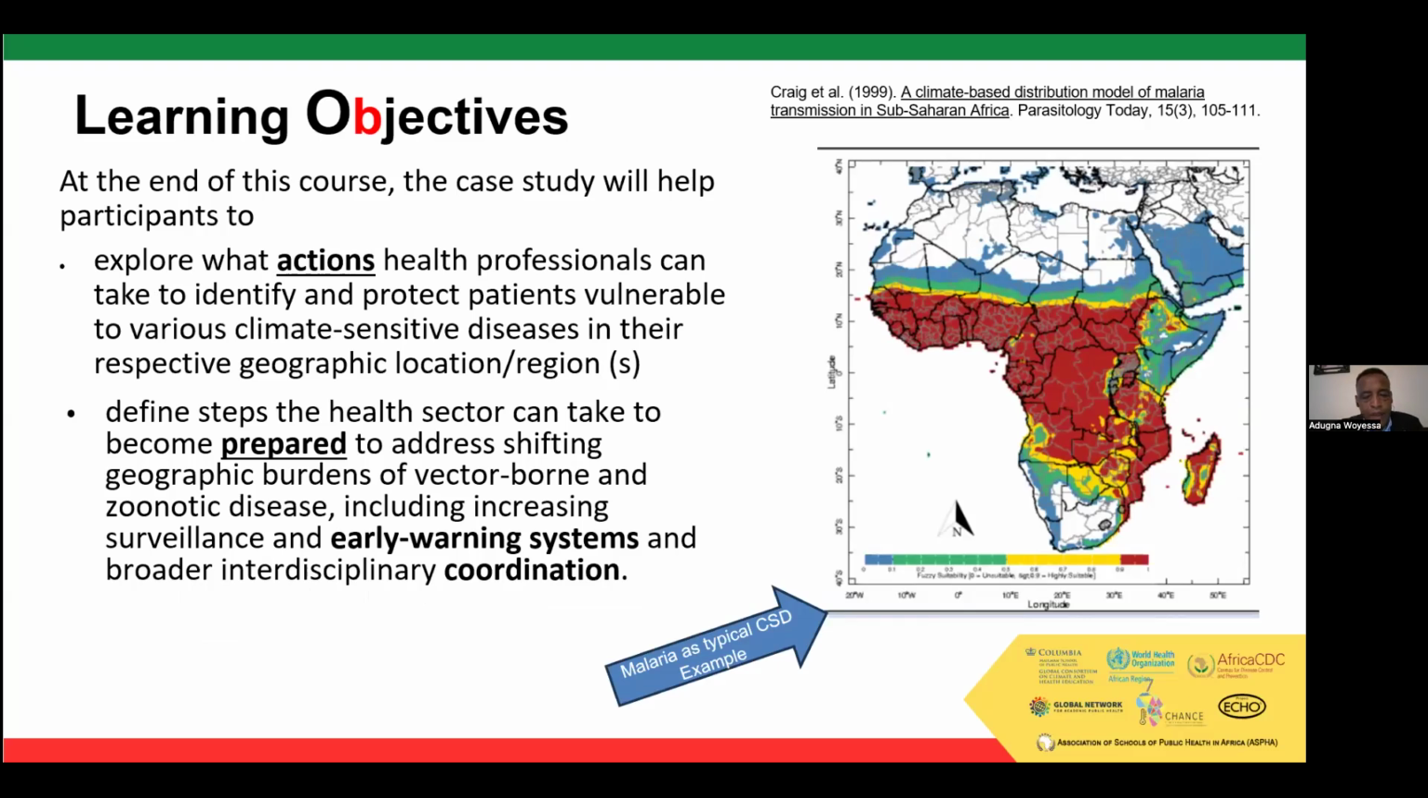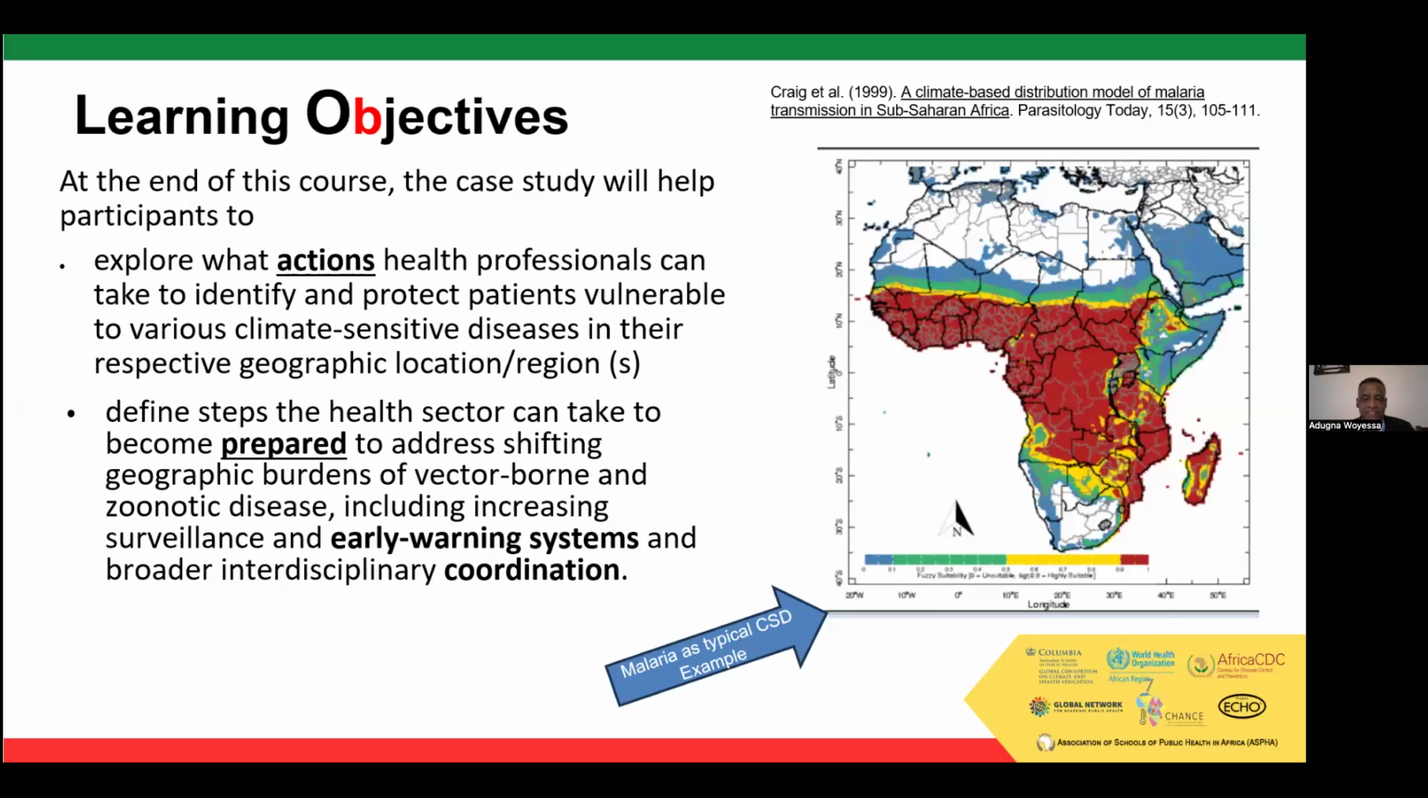Maybe, as my colleague Dr. LaBeaud mentioned, the learning objective for this audience, my focus will be to explore what actions health professionals can take to identify and protect their patients vulnerable to various climate sensitive diseases in their respective geographic regions. Particularly, I'm focusing on malaria, taking the case study from Ethiopia.